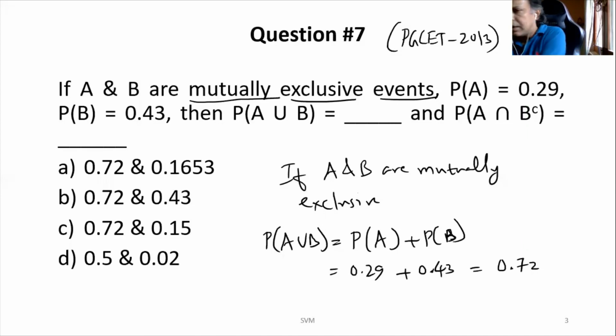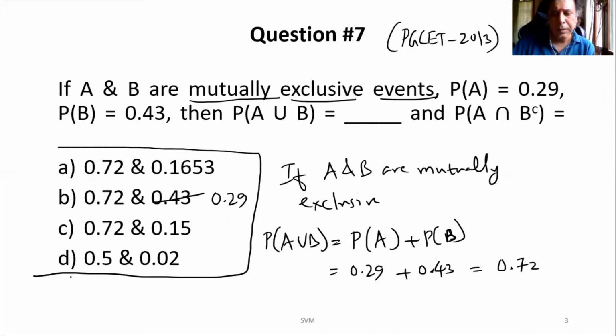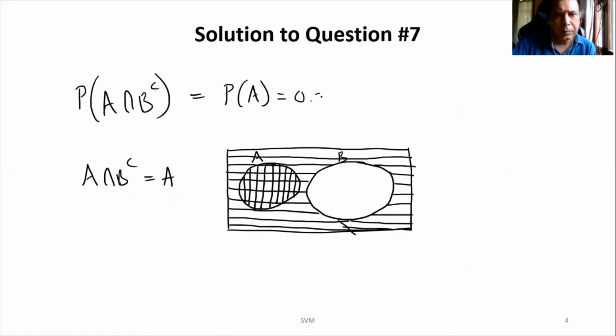Did I write it wrongly? Just a minute. Let me check the question. Oh, I wrote this option wrongly. The second option should be 0.29. Sorry. So this is the option. Therefore, option B is the correct answer.